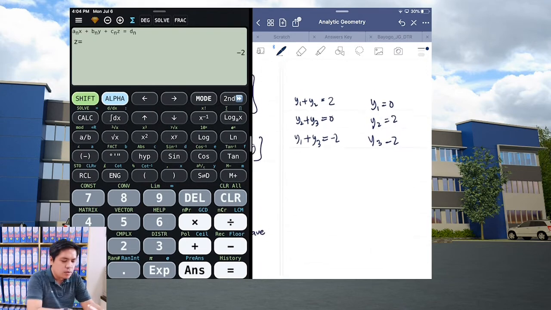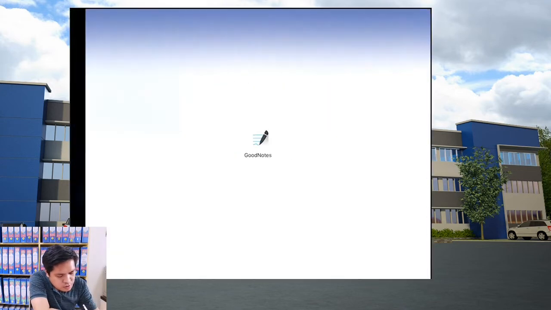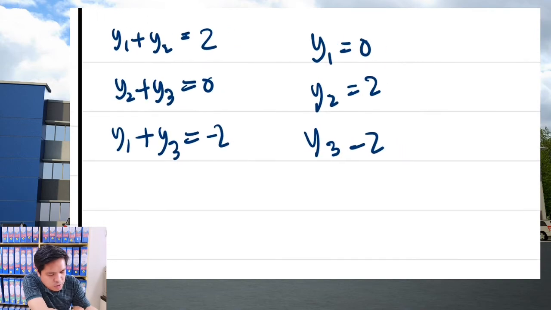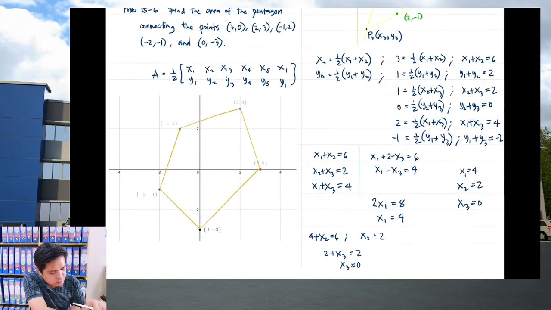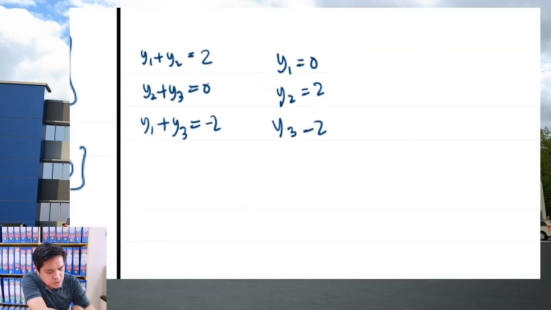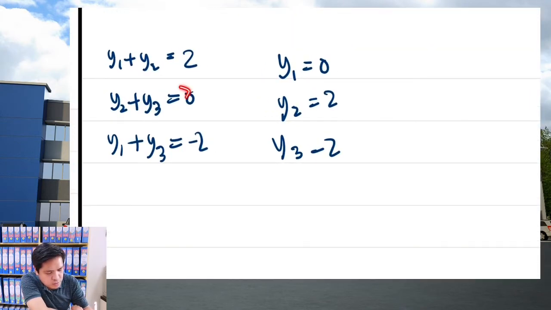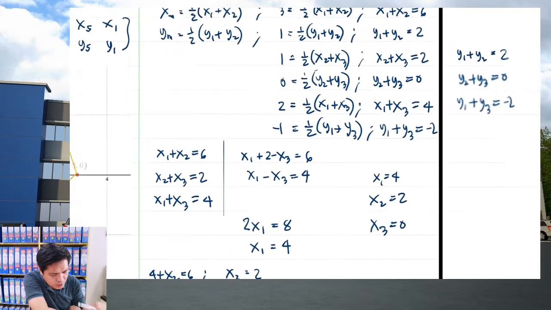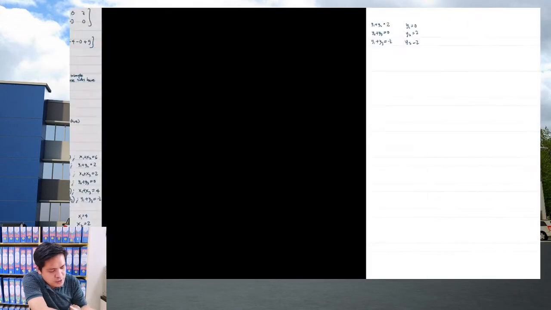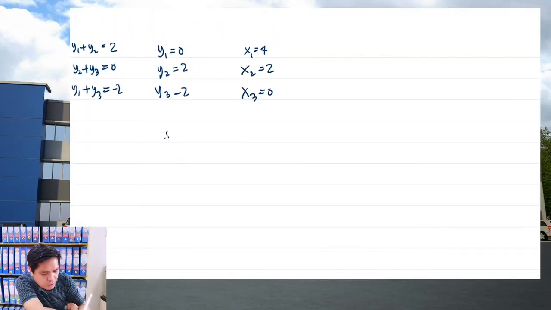And by the way, you can simplify this even without a calculator, because you can always do what we did here, by substitution. Mas madali ito kasi may 0 dito. Okay? So therefore, having this, let me copy this. So therefore, the vertices of the triangle, so here's our final answer.